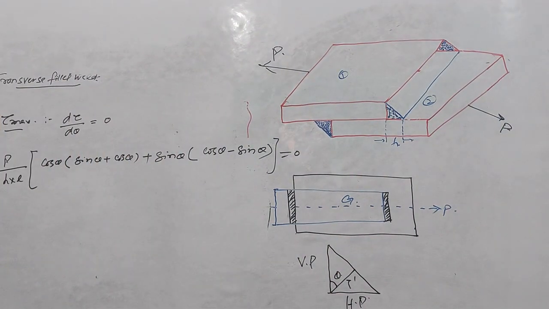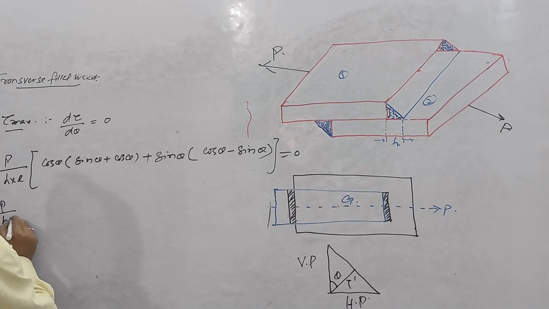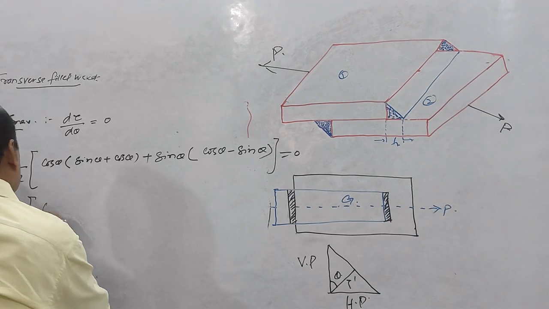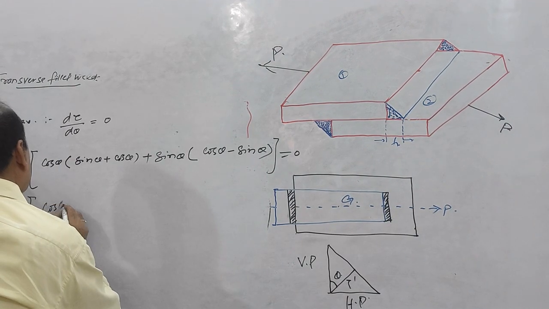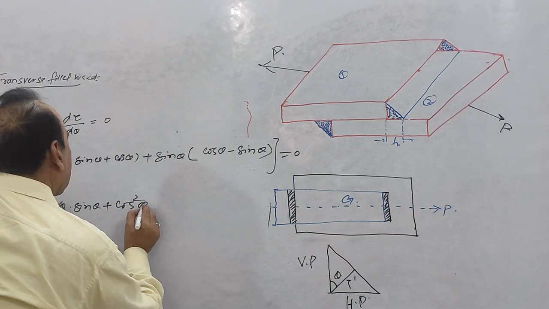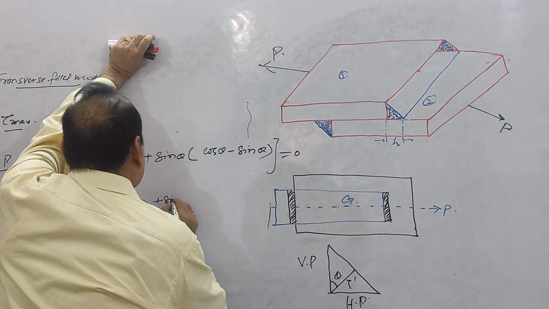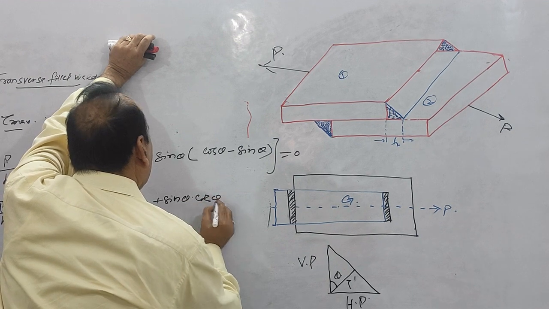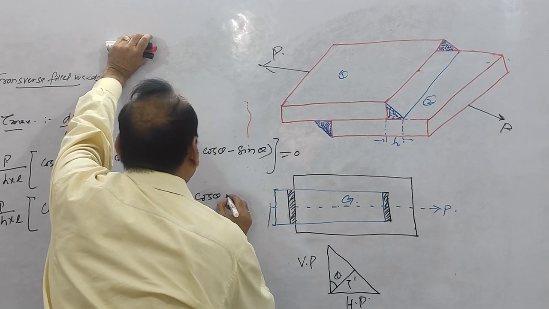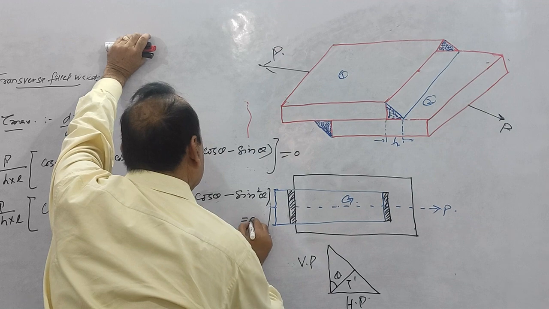अब इसको सिंप्लीफाई कर लीजिए आप. Therefore, P upon H into L, this is cos theta into sin theta plus cos square theta plus sin theta into cos theta, sin theta into cos theta minus sin square theta, this is equal to 0.